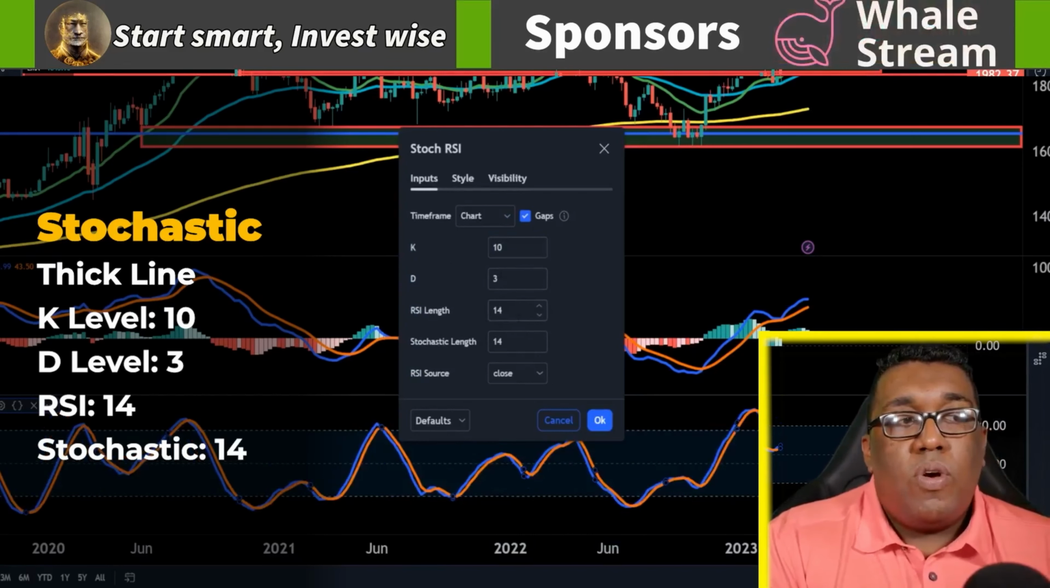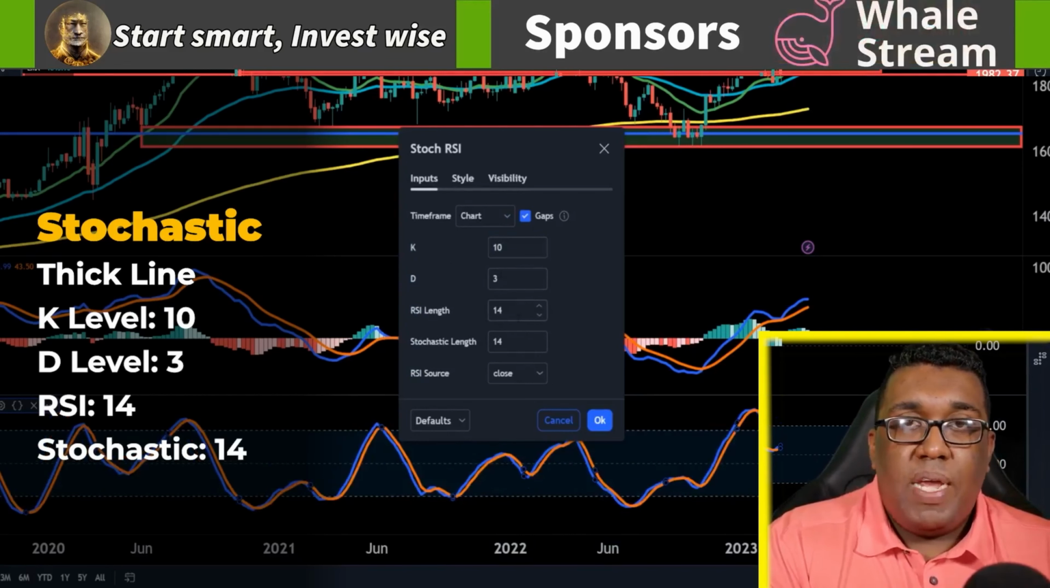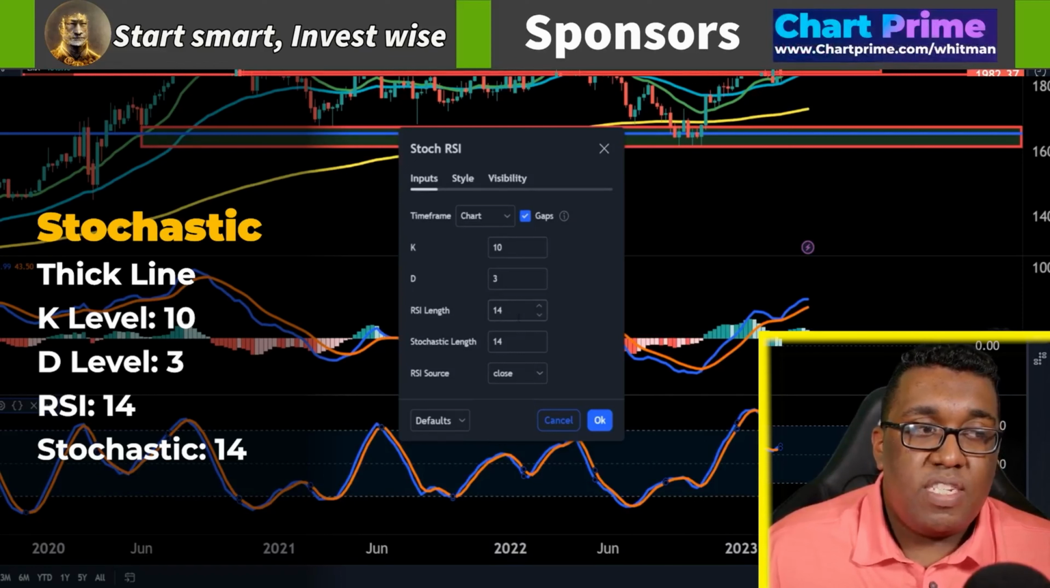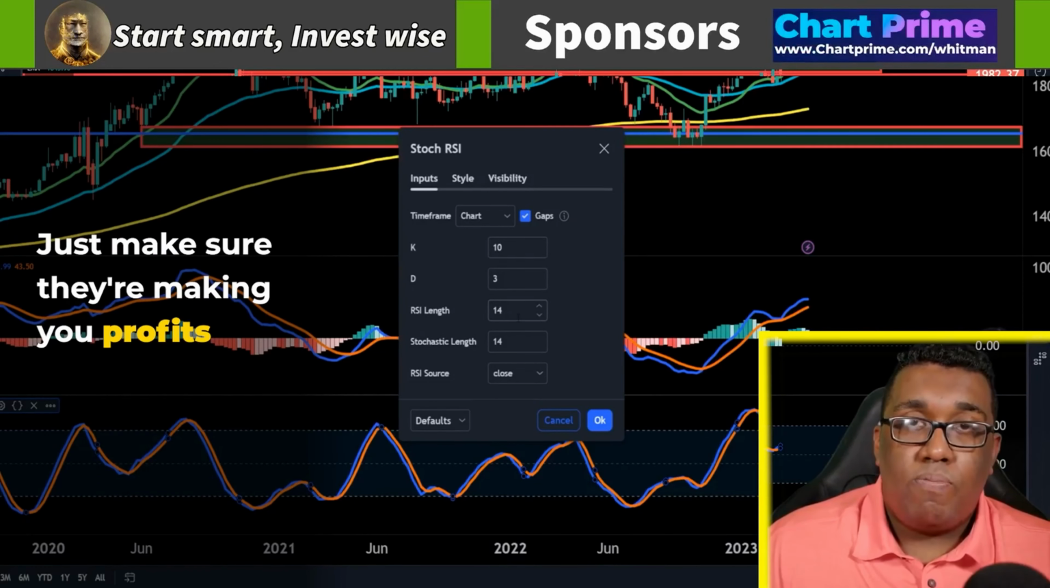For these two bottom ones, I keep them at 14, but some of you guys may want to play around with 14, 21, and 28. See if you guys like those, and if you like them more than this base setup as far as 14, 14, keep them the way you like them. Just make sure they're making you profits and the back testing is handled.